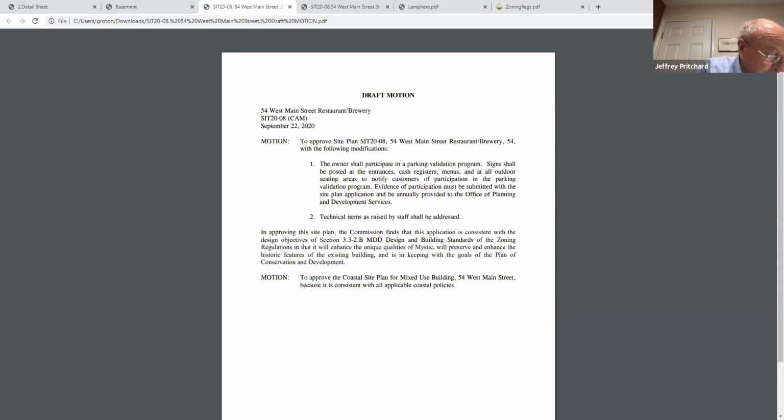In approving this plan, the Commission finds that this application is consistent with the design objectives of Section 3.3-2B MDD, design and building standards of the zoning regulations, in that it will enhance the unique qualities of Mystic, will preserve and enhance the historic features of the existing building, and is in keeping with the goals of a plan of conservation and development. Is there a second? I'll second. It's moved and seconded. Is there any discussion on the motion? Hearing none, we'll vote on it.